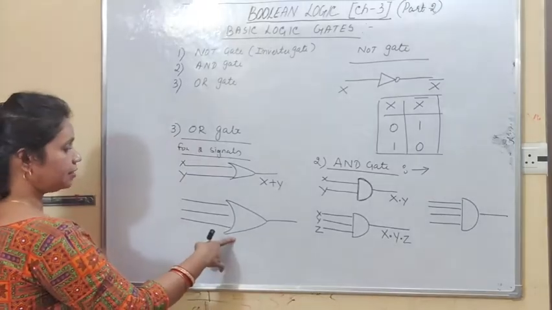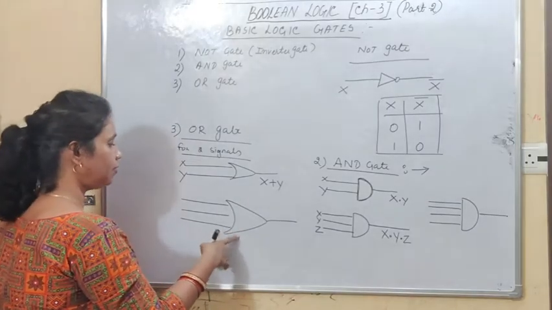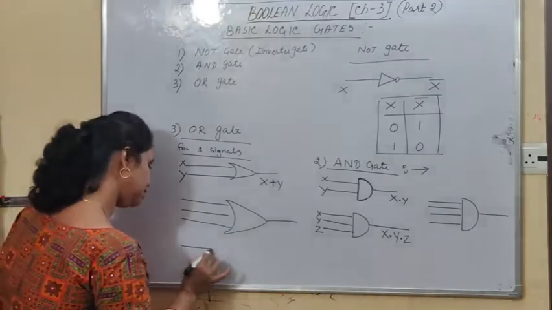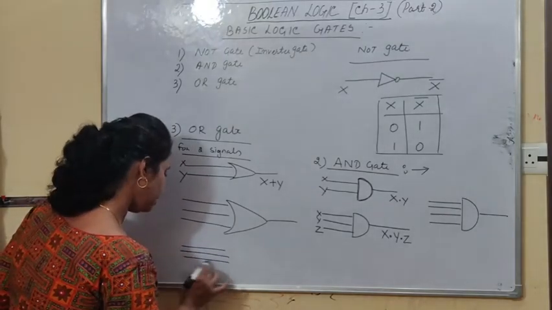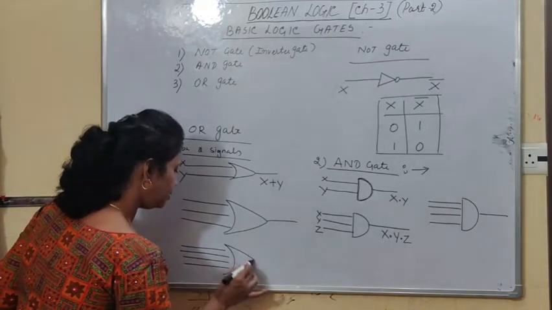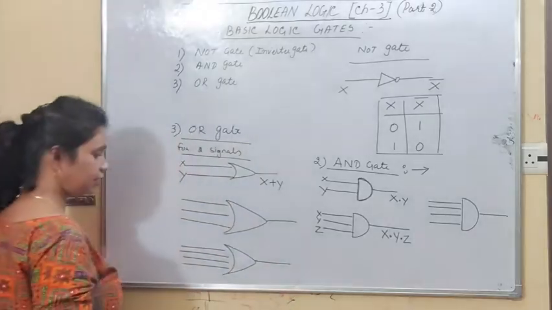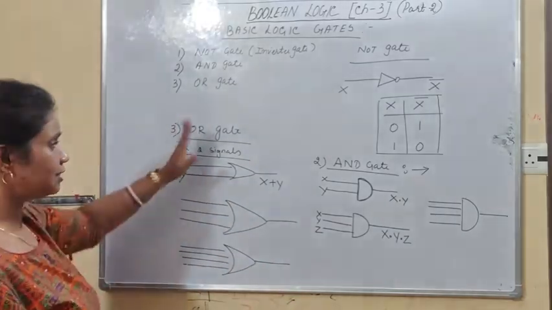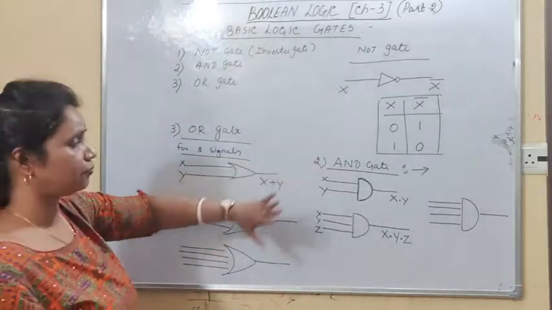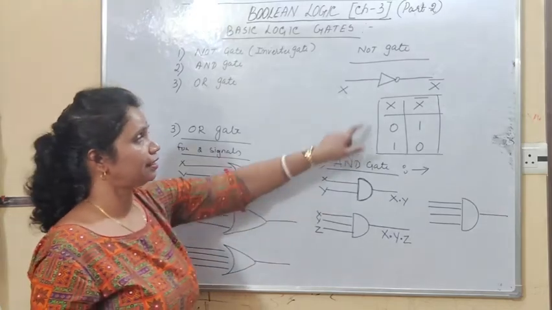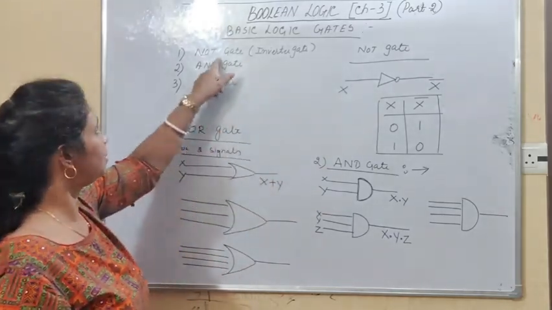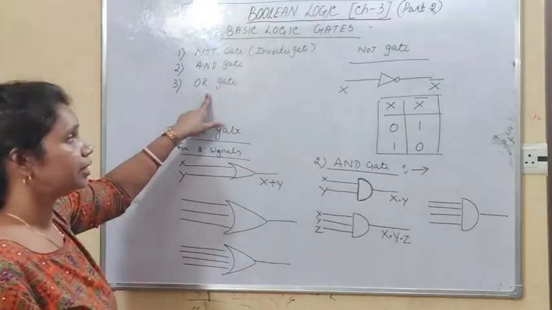This is the OR gate. This is the logic circuit of three signals. Similarly, what is the logic circuit of OR gate for four signals? Here in this way you can draw the OR gate for four signals. So these are the logic circuit diagrams for OR gate, AND gate and NOT gate. So there are three basic logic gates we have.